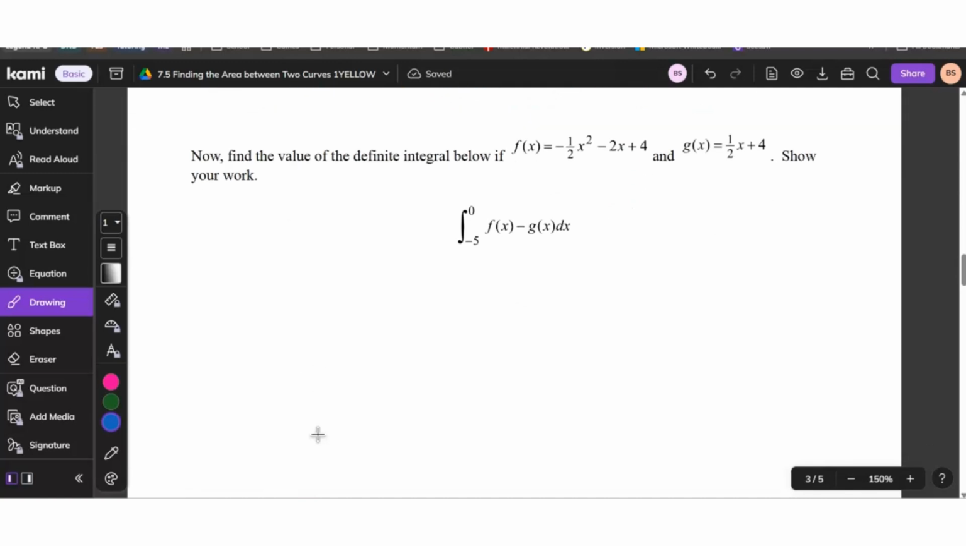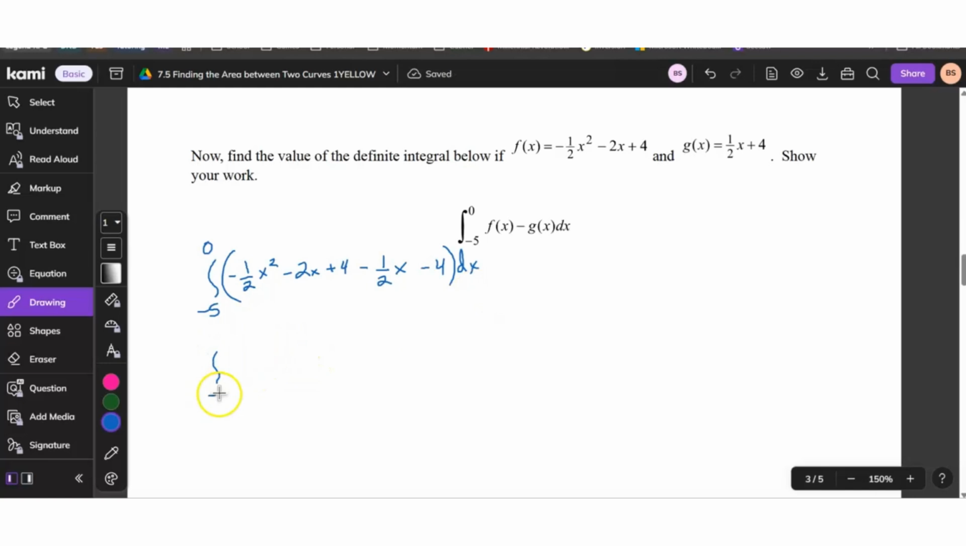All right, now find the value of the definite integral below if we know that f of x and g of x are these two things. Okay, well, if I want to do that, I'm going to find the integral from -5 to 0 of, and I'm just going to subtract these two functions, -1/2 x squared minus 2x plus 4, minus, are you guys okay if I distribute the minus into g of x right away? So it's minus half x, minus 4 dx. Could I simplify any of that?